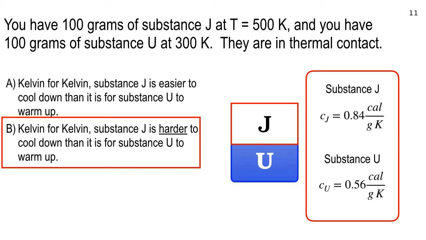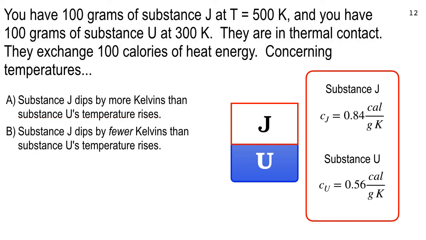Okay. All right. Next question, and this is the kicker. They exchange 100 calories. All right, so this thing's insulated. So it's not getting any energy from outside. It's inside a styrofoam container. So no sunlight is beaming in. You don't have it on a burner or anything. It's just on the counter. It's insulated with styrofoam. So if substance J cools off, it loses energy. The only place for that energy to go is into substance U.